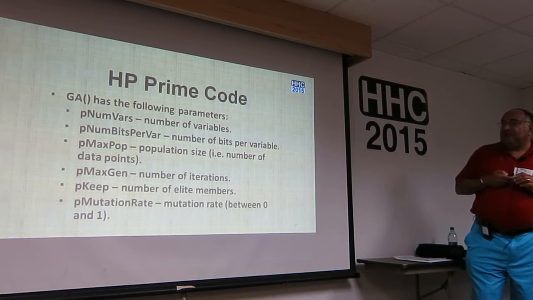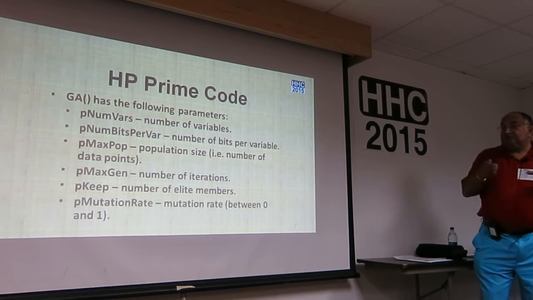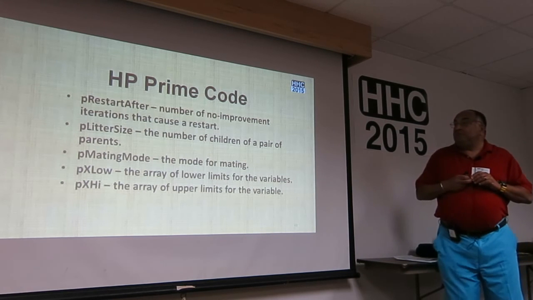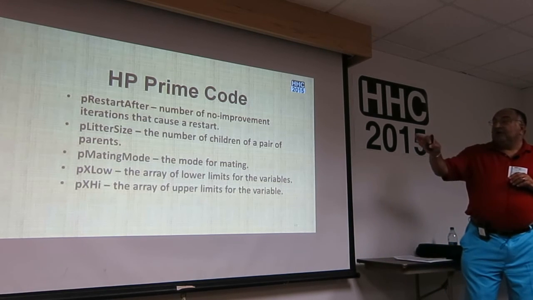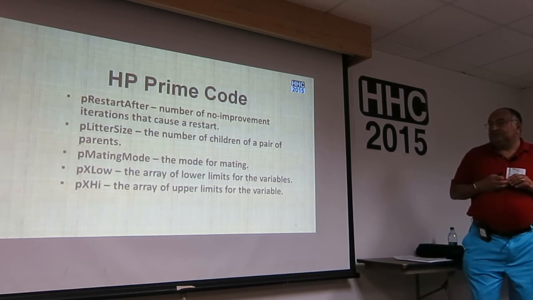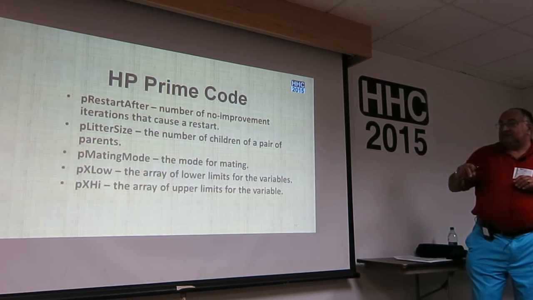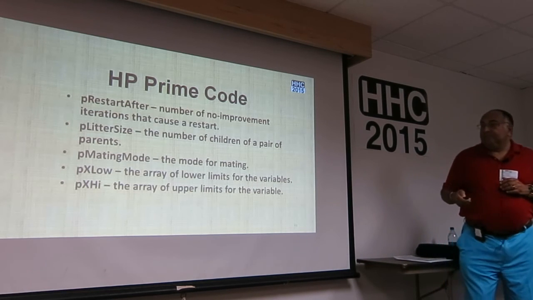The GA has the following parameters: number of variables, number of bits per variable, the population size, the number of data points you want to start with to probe for the optimum, the number of iterations, maximum number of generations, the number of elite members, the mutation rate, and the number of no-improvement iterations that cause a restart, so if you feel it's stuck. Then the litter size, the number of children that the parents produce, from which you take the best two. Then the mating mode, I'll explain this later on. And then two arrays that specify the lower and upper range for each variable.